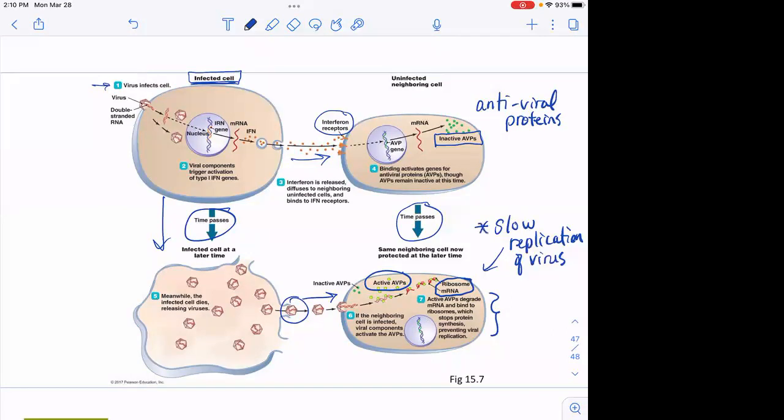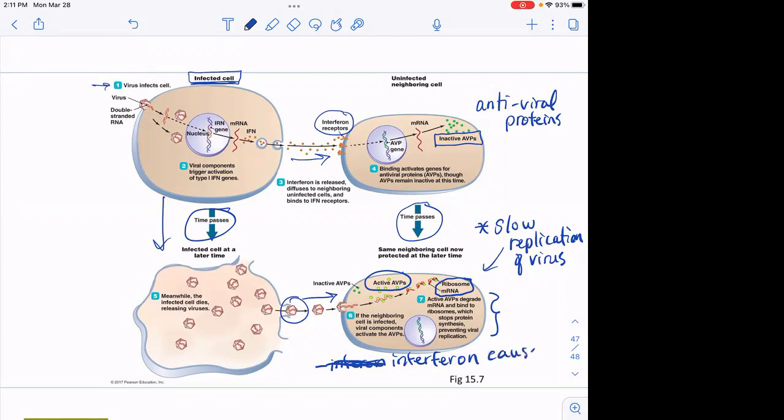Okay, so it may or may not be able to kill the virus by degrading that nucleic acid, but for sure, at least it's going to slow down the replication by a few days and give our adaptive immune system a chance to recognize that invader. Now, the downside is that interferon also causes some of the effects that we associate with viral infection.